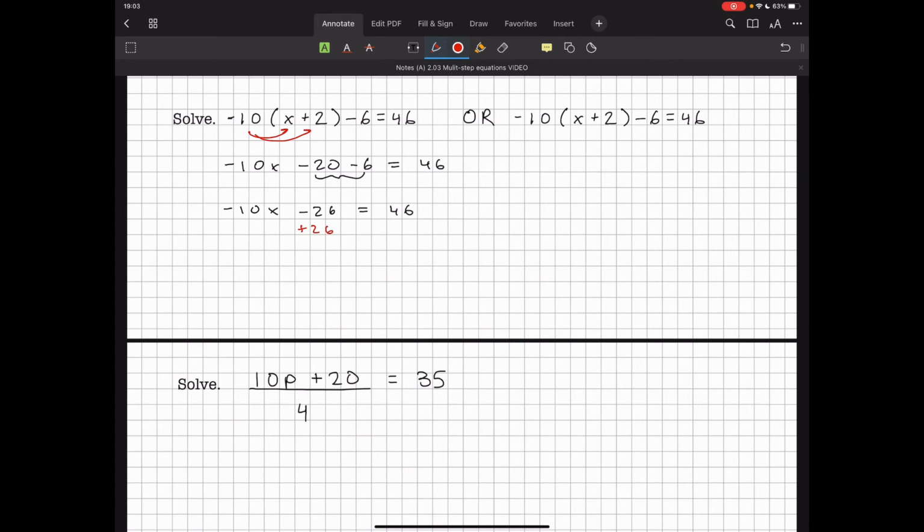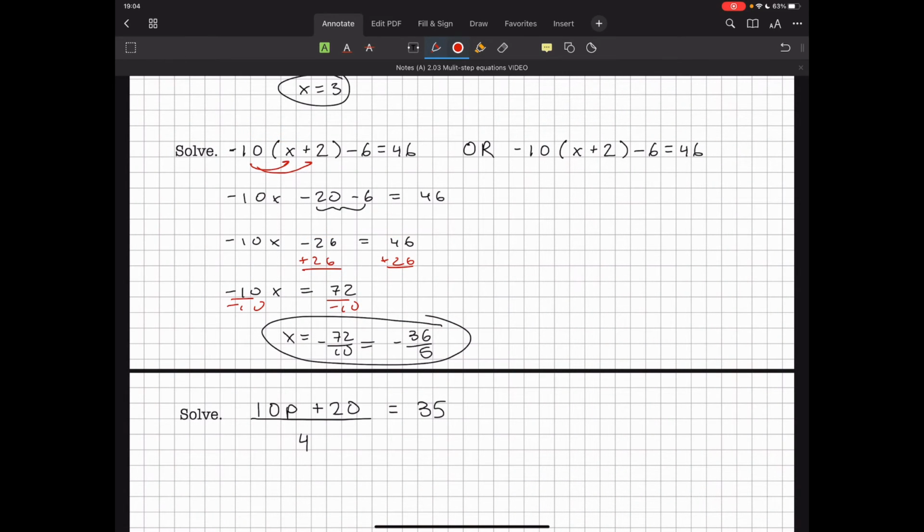Of course, we can add 26 to both sides, leaving us with -10x equals 72. And then if we divide both sides by -10, we're left with x equals -72 over 10, which would then simplify to negative 36 fifths.